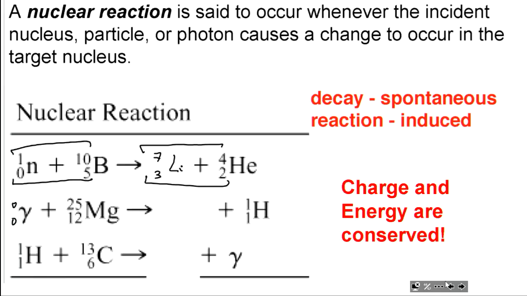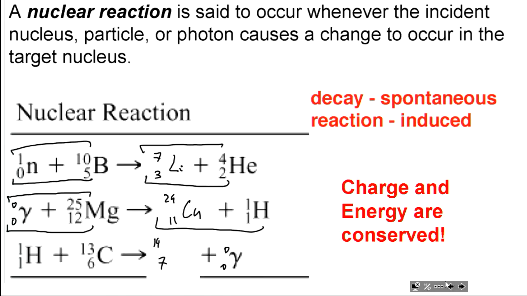Now, gamma rays, they don't have any numbers, so it doesn't change this. So 12, and that means this should be 11, and this is 25. That means this should be 24. 11 is, you can see it, copper. Well, and same here, that is 0, that is 0. So 1 plus 6, 7, 1 plus 13, 14. That's a nitrogen.